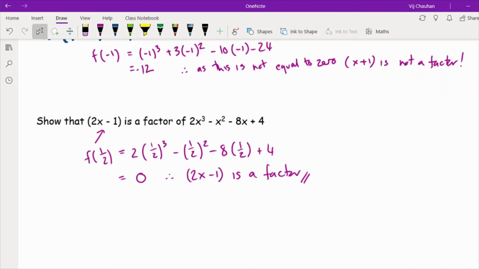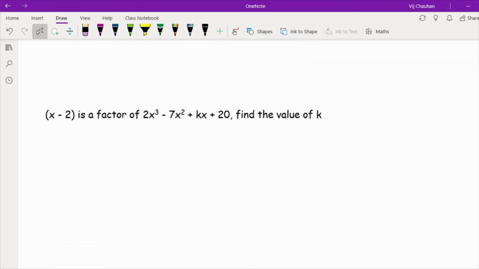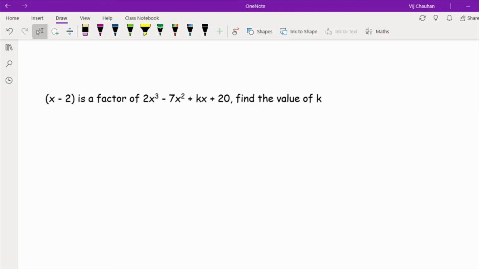Now moving on to the last example. Here we've got what we call a reverse question. This is where we know part of the answer, and we need to work out part of the question. The first thing is to read the question carefully. We've got x minus 2 is a factor. So what I draw from that is when you substitute x equals 2, this is going to equal 0.